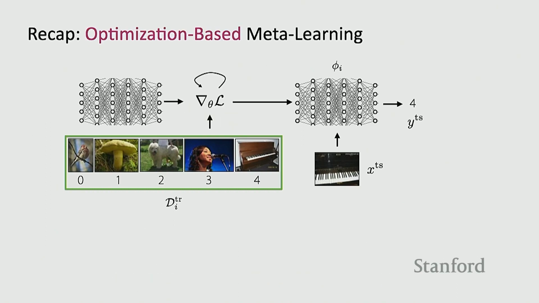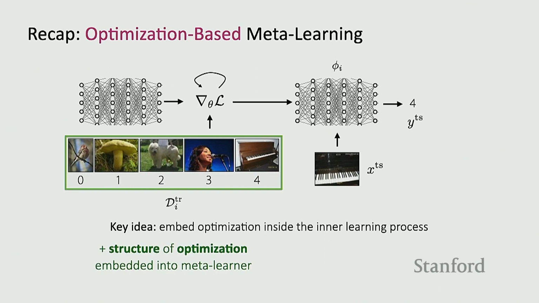Okay, and then we also talked about optimization-based meta-learning, and instead of representing the learning process as a black box neural network, we instead represented it as an optimization process where we meta-learn the free parameters of that optimization process. And so one instantiation of this is you embed gradient descent into the inner learning process. And the benefit of this is that you get the structure of optimization embedded inside the meta-learner. And the weakness is that it typically requires some sort of second-order optimization.